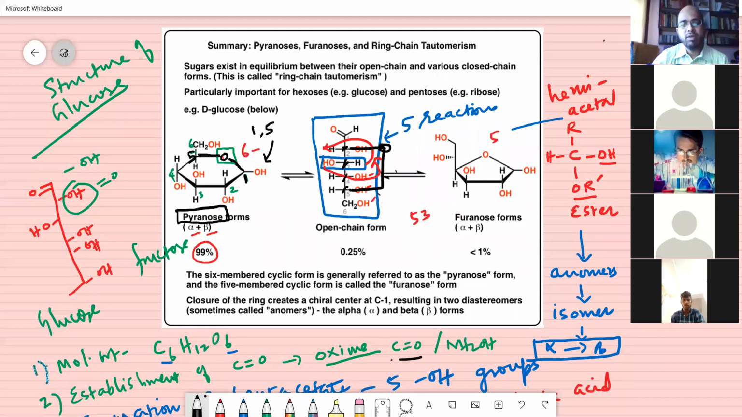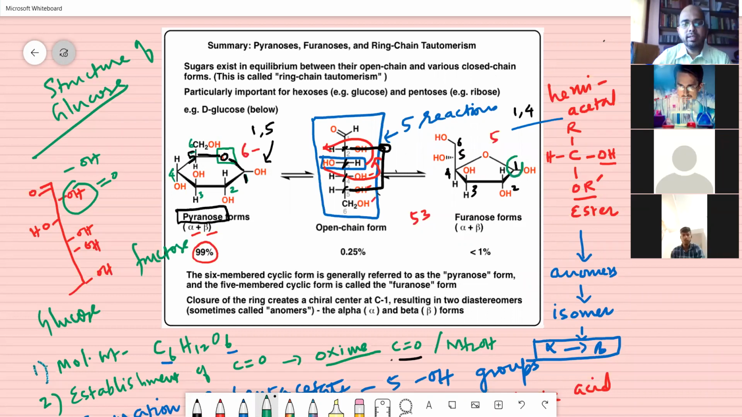In some cases, it doesn't happen as just a 1,5 linkage. Here, you will get 1,4 linkages. You get 6 here, 5 here, the 4th carbon atom here, 3rd carbon atom here, 2nd carbon atom here, 1st carbon atom here. And you can see that the 1st carbon atom and the 4th carbon atom are linked by means of an oxygen there. So we call it 1,4 linkage and we call the other 1,5 linkage.